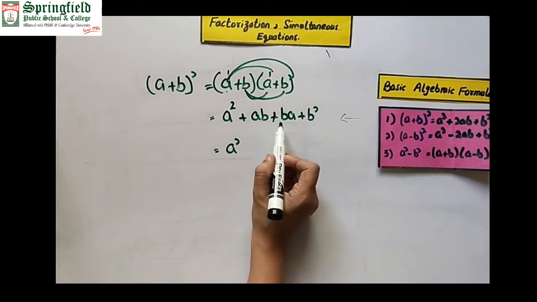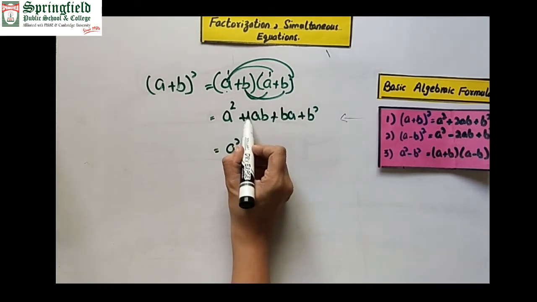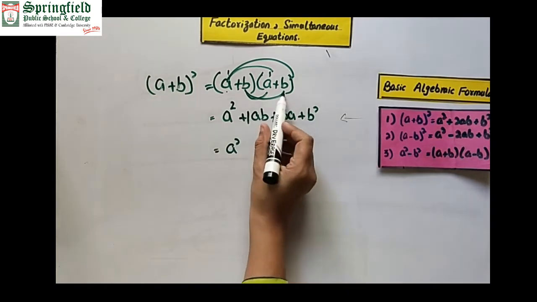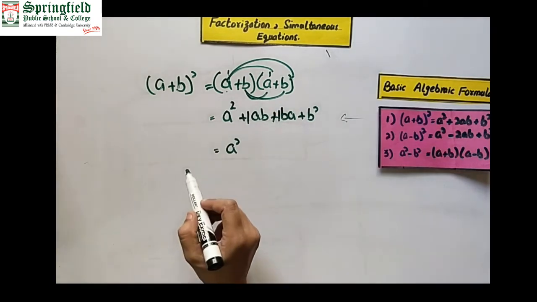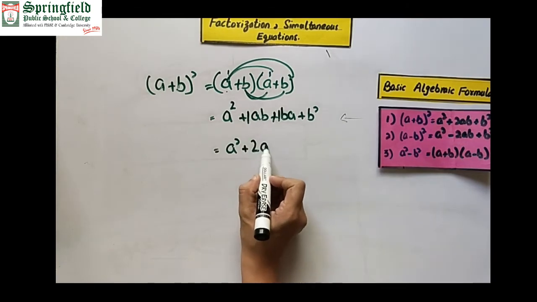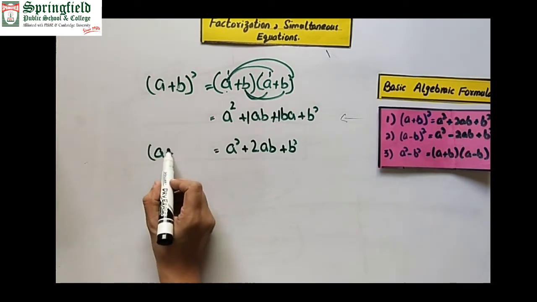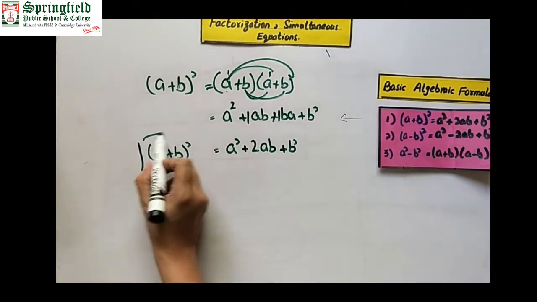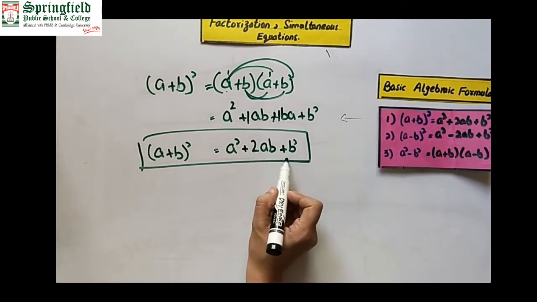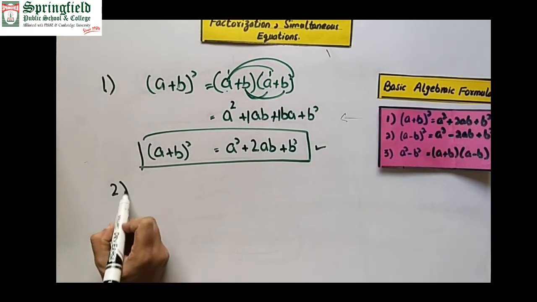And keep in mind beta, that during addition and subtraction, the coefficients will add and subtract. So the coefficients are 1 and 1, so the coefficients will add. Fine. And during multiplication, when bases are the same, the powers will add. So add the coefficients: 1 plus 1 becomes 2ab plus b square. So it's proved that (a plus b) whole square is equal to a square plus 2ab plus b square. Understood beta? Now come to the second formula. This was your first formula, and now the second one.